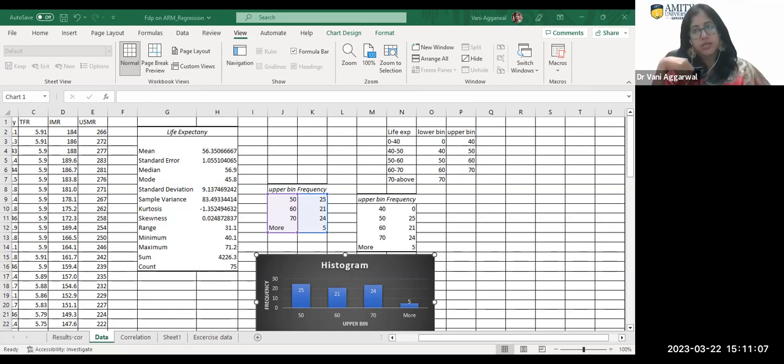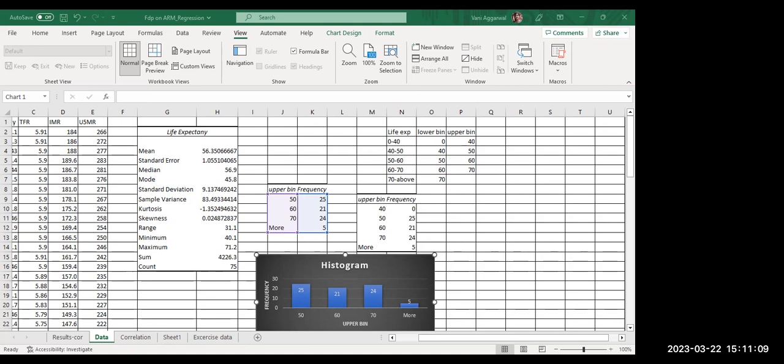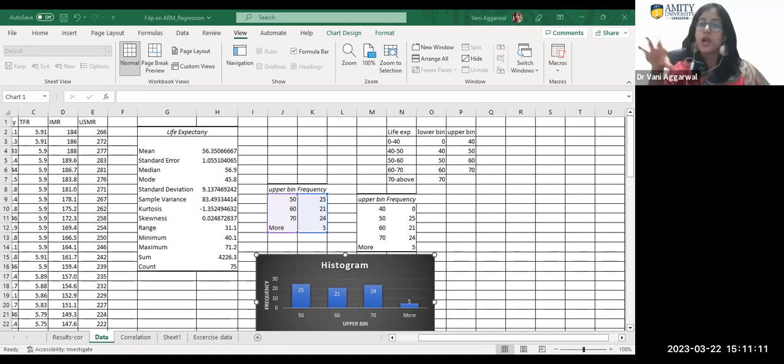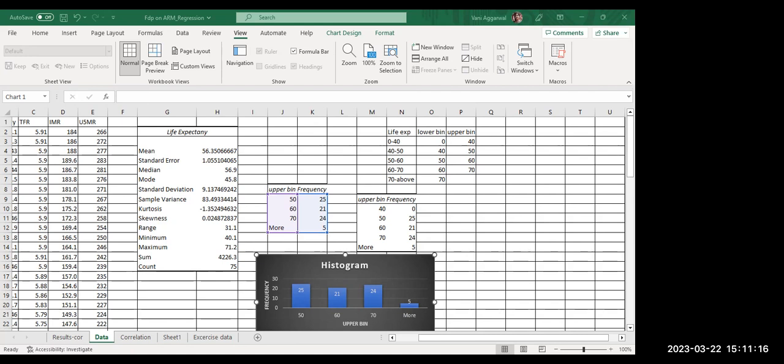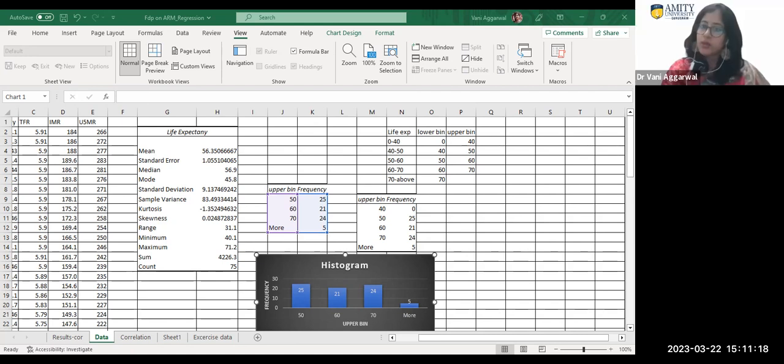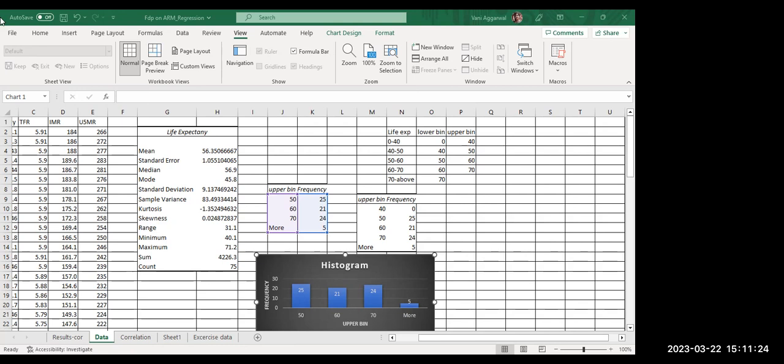IMR. Okay, ma'am. And bin range. In bin range, you select the upper bin, the one you have created, not lower bin, upper bin. Select the upper bin, including the upper bin label, so that you can tick on label. All right. Okay. Understood.